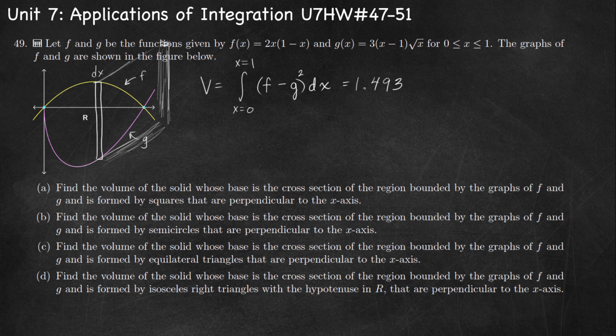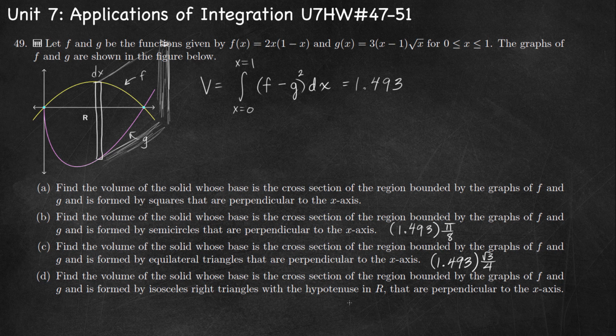Now for part B, it's the same setup, but now the shape is a semicircle. So all we have to do is take our answer 1.493, which was for the square cross-section, and multiply it by pi over 8. For part C, our shape is an equilateral triangle. So we just take the volume formed by square cross-sections and we multiply it by square root of 3 over 4.